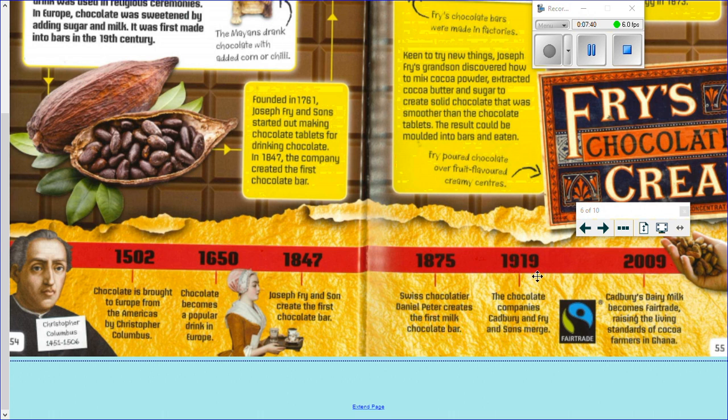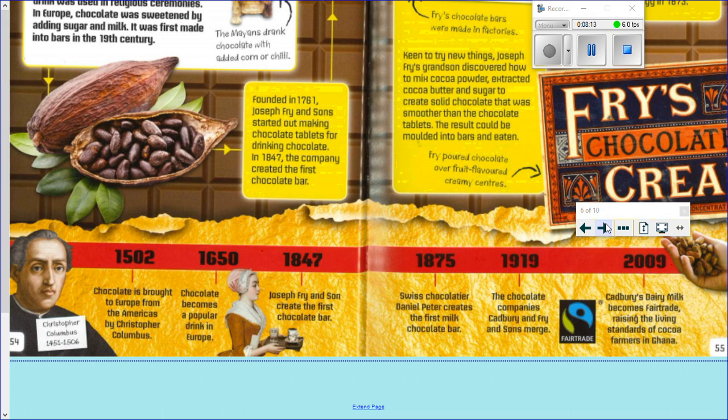In 1919, the chocolate companies Cadbury and Fry and Sons merge, which means they come together to work together. And then in 2009, Cadbury's Dairy Milk becomes fair trade, raising the living standards of cocoa farmers in Ghana. And by fair trade, it means that the farmers who are producing the cocoa beans are getting paid better than what they were previously being paid and being looked after.